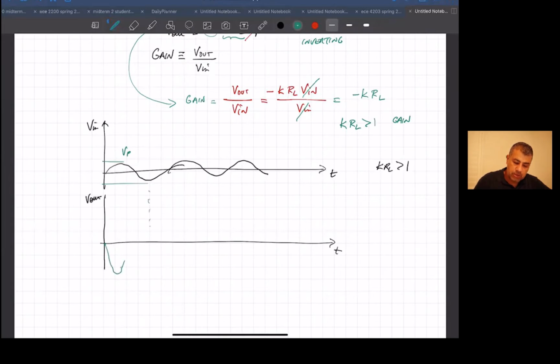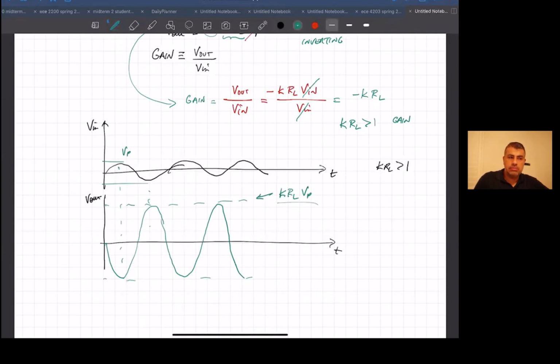So where you've got peaks, it shouldn't be, sorry guys, it's not distorting the sine wave. I'm just doing a bad job of drawing a sine wave. But it does something like this. And this is K RL times VP. Again, notice it's inverting and multiplying the input by K RL. Any questions about that?